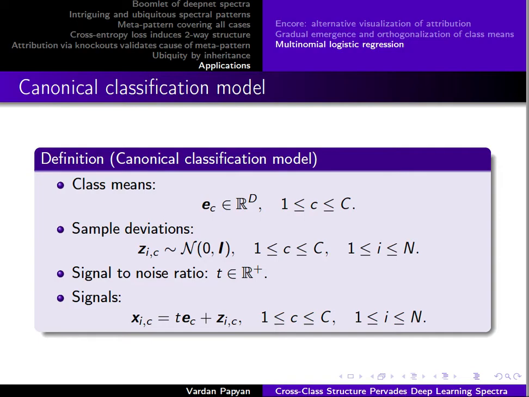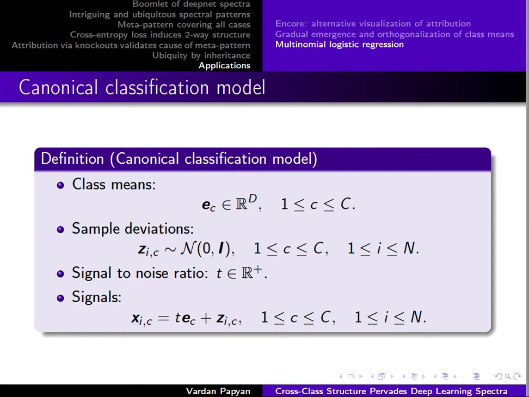Imagine that I take these one-hot vectors and I contaminate them by some white Gaussian noise, and that there is a certain tunable parameter which I'm calling T, which is the signal-to-noise ratio. So the samples are T times the class mean plus some noise. Now imagine that I take this data and I train on it a zero hidden layer neural network, which in the old days we would call multinomial logistic regression.